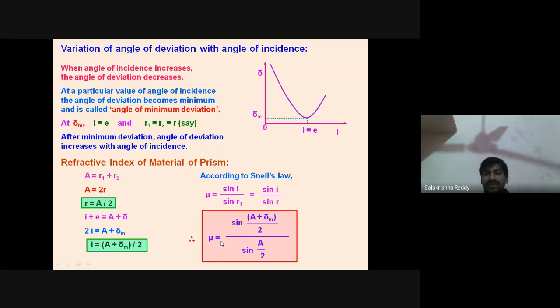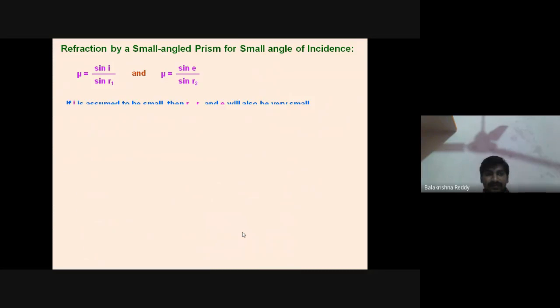In such a case, the refractive index we will take as (A plus delta m) by 2 divided by A by 2. Therefore, the 2s get cancelled. Then I send A to that side, and I have A into mu equals A plus delta m. We will not use sine at that time. Why? Since it is a very small angle, there is no meaning in using the sine or cos function.